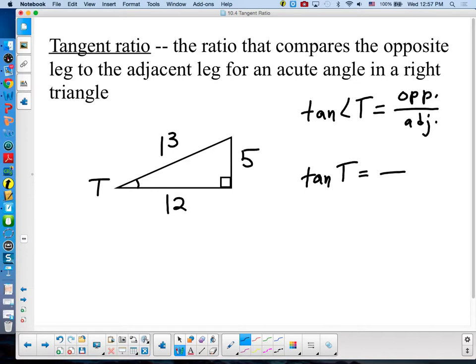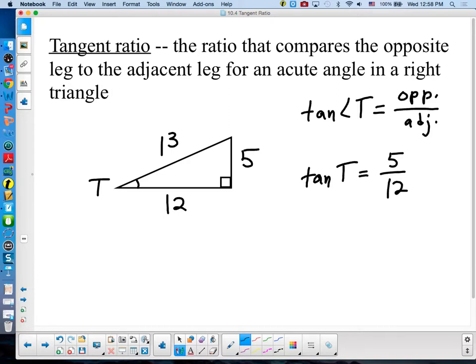Let's see. Okay, which leg is opposite of angle T? Which leg's across the triangle? Across the triangle, 5. And which leg is adjacent to angle T? So it should have been 5.